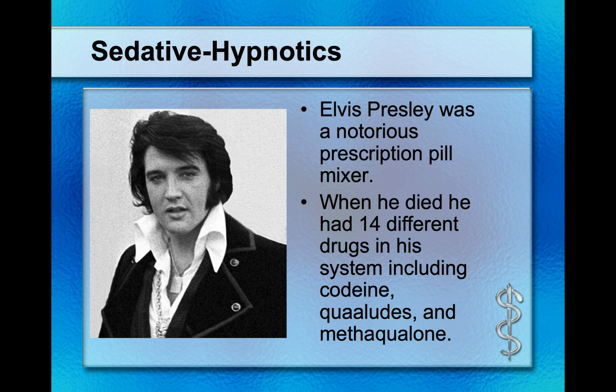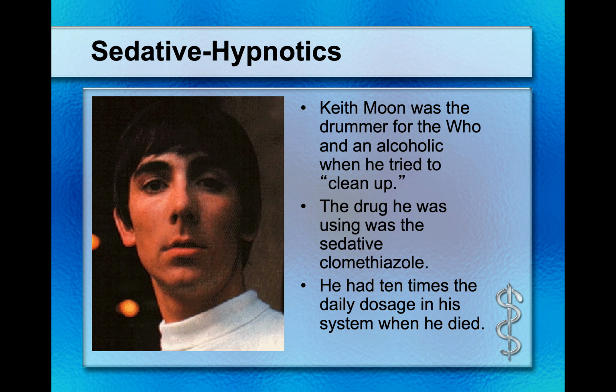When he died, he had 14 different drugs in his system, including codeine, Quaaludes, and methaqualone. Keith Moon was a drummer for The Who and an alcoholic when he tried to clean up. The drug he was using was the sedative clomethazole. He had 10 times the daily dosage in his system when he died.